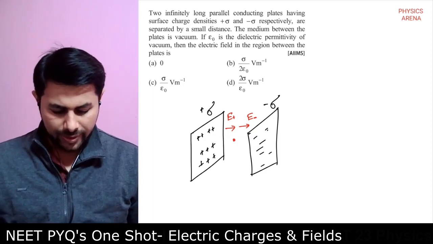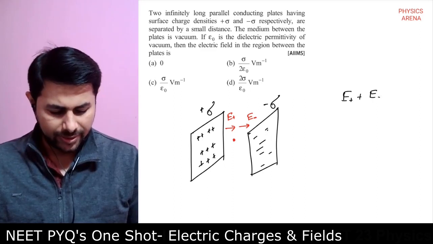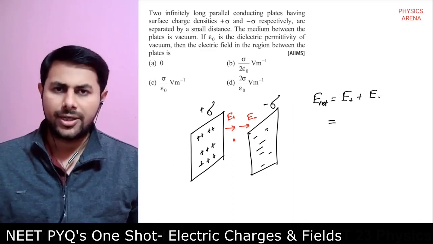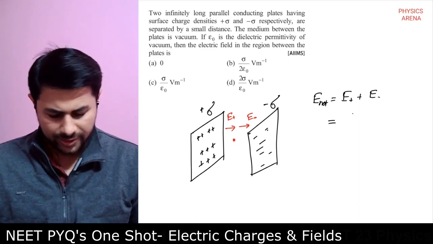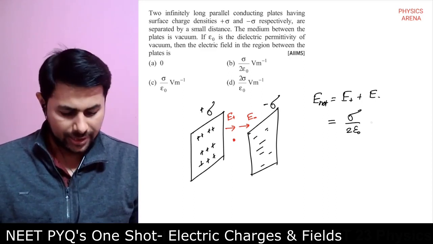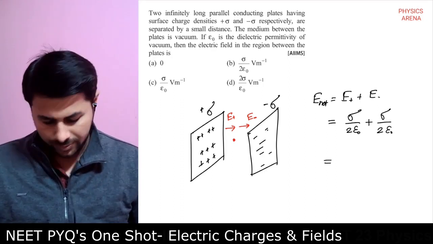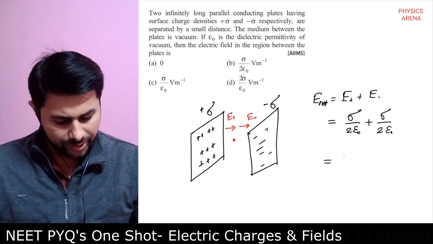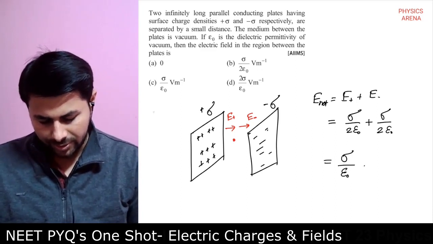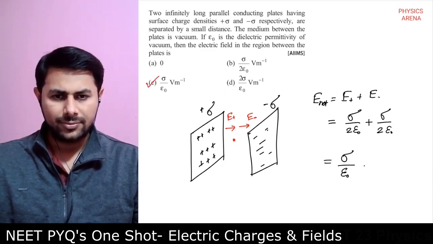So the net electric field is just E plus plus E minus, and this is just the sum of magnitudes now because we have already considered the direction. So it is sigma divided by 2 epsilon naught, the electric field due to a charged conducting plate, plus sigma divided by 2 epsilon naught. So it is 2 sigma upon 2 epsilon naught, or you can say sigma divided by epsilon naught. So it is option C.